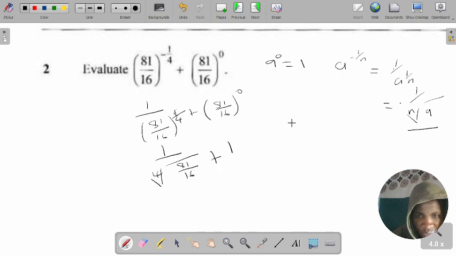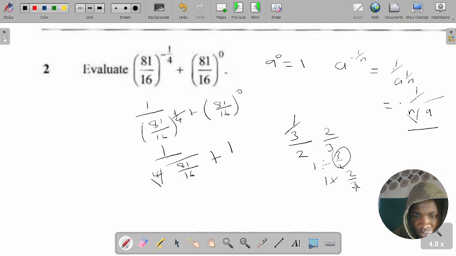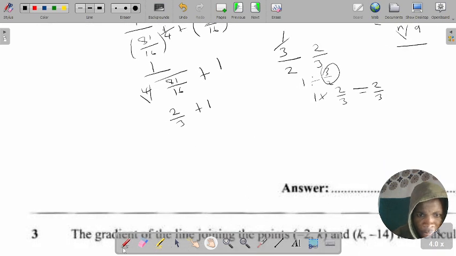So the fourth root of 81 will be 3. So 1 over the fourth root of 81 over 16: the fourth root of 81 is 3, over the fourth root of 16 which is 2. Now writing the reciprocal of 1 over 3 over 2 will be 2 over 3, since you have 1 divided by 3 over 2. The multiplicative inverse of 3 over 2 is 1 times 2 over 3, so that is equal to 2 over 3. Then you write 2 over 3 plus 1. The final answer will be 2 over 3 plus 1 is equal to 5 over 3. That is our final answer.